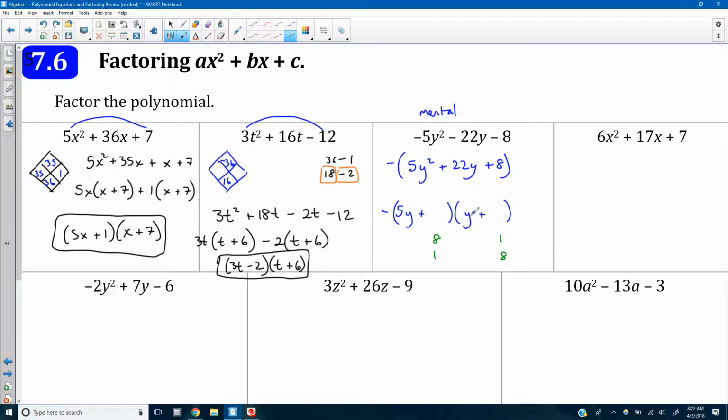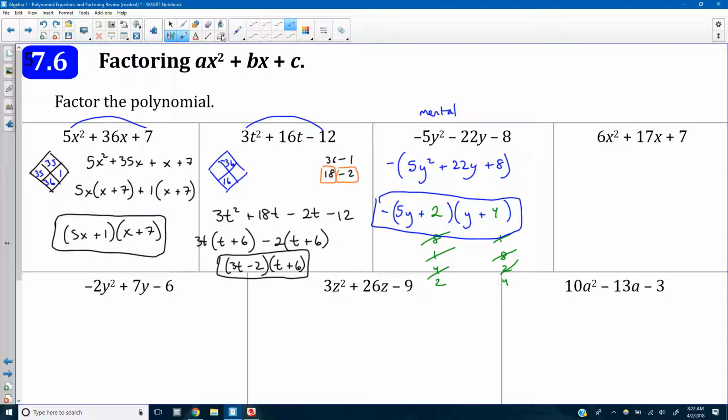5y times 1 is 5y, plus 8y is 13y, that's out. 5y times 8 is 40y, that's out, clearly. So try 4 and 2. By the way, I know what the answer is already, I'm delaying you a little bit. 5y times 2 is 10y, plus 4y is 14y, nope. 5y times 4 is 20y, plus 2y is indeed correct, that's 22y. So 2 and 4 go in there.